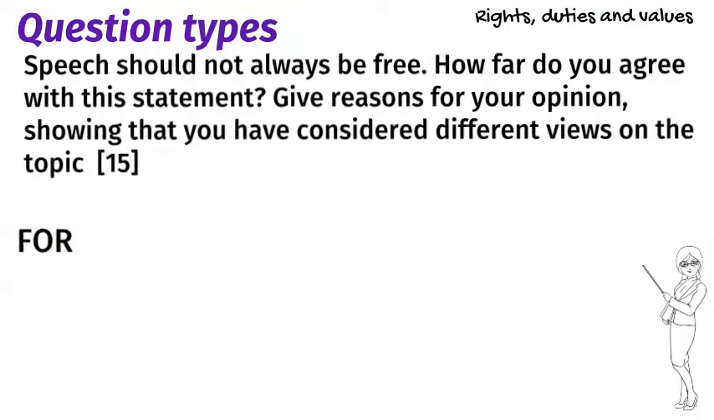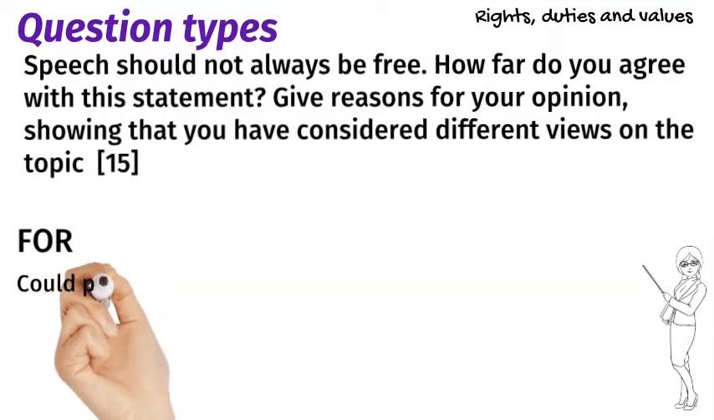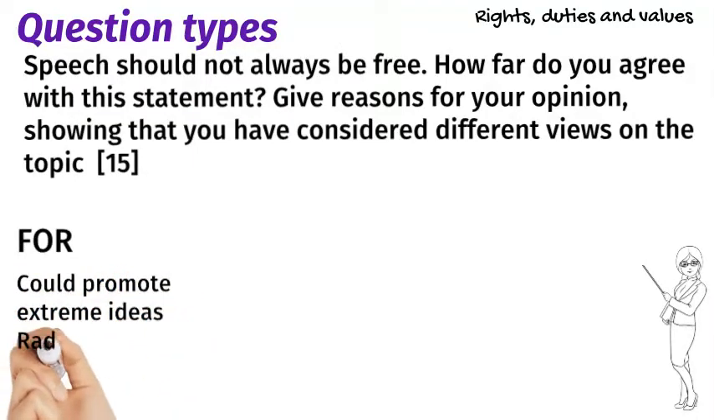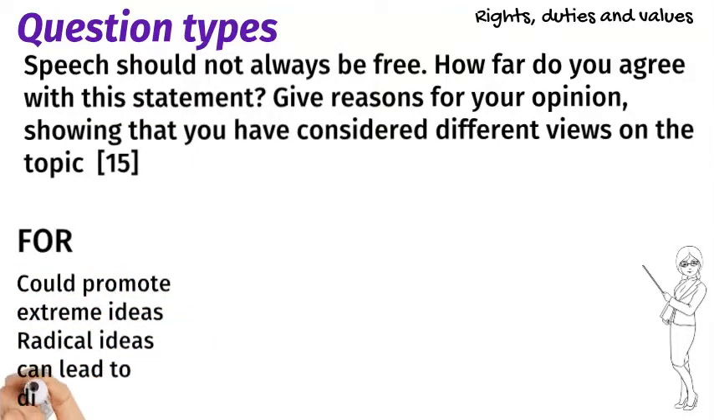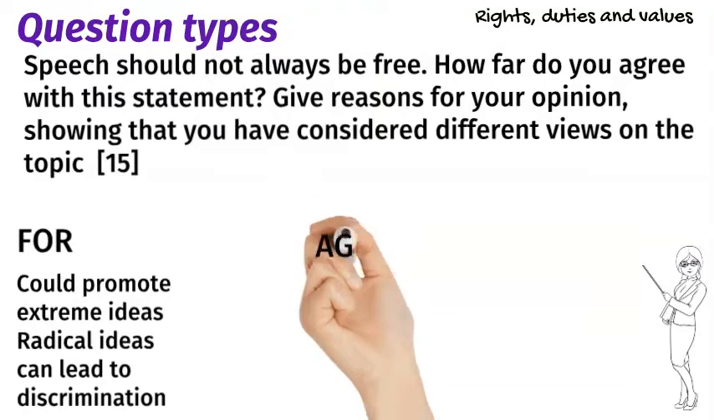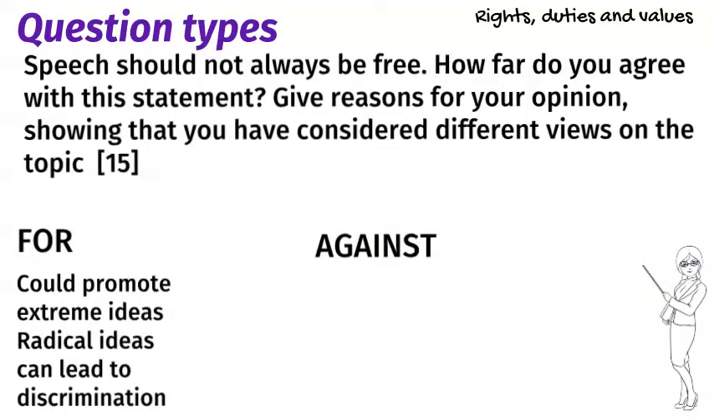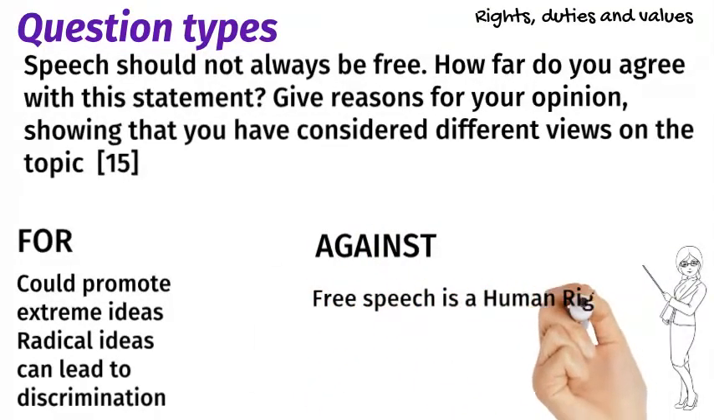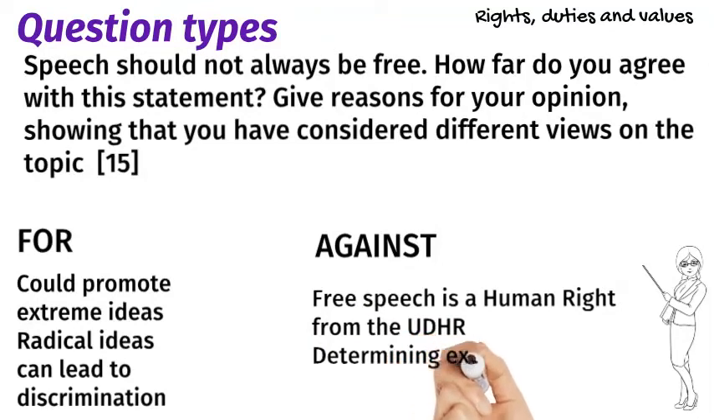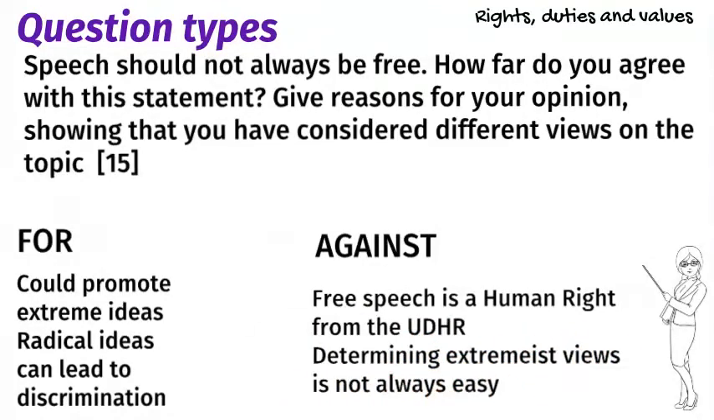Arguments that you could include that are for the statement are: allowing total free speech would give some people the opportunity to use this to promote radical or extreme ideas. This could lead to discrimination that would go against the human rights of those being persecuted. This would mean that to protect the rights of the many, they may have to limit the rights of the few. Arguments that could go against this statement could be: freedom of speech is a human right that all people are entitled to. Furthermore, determining what constitute extreme ideas can be problematic as society's values will change over time.